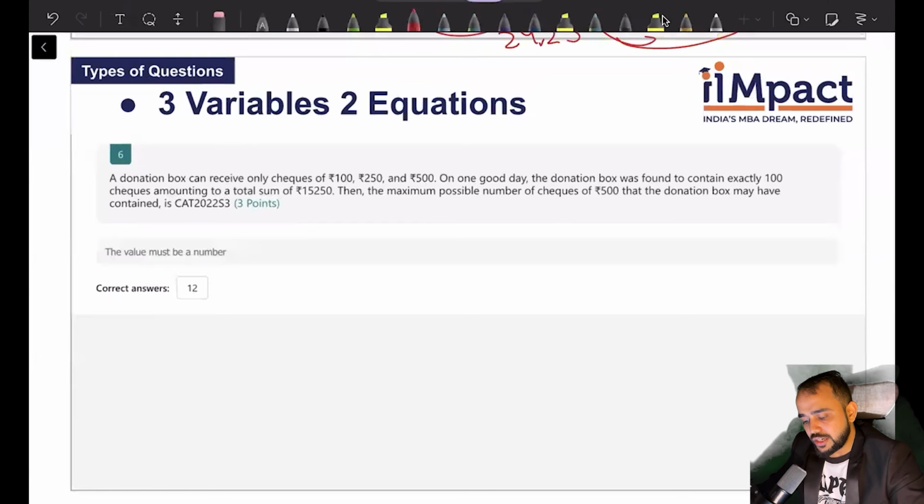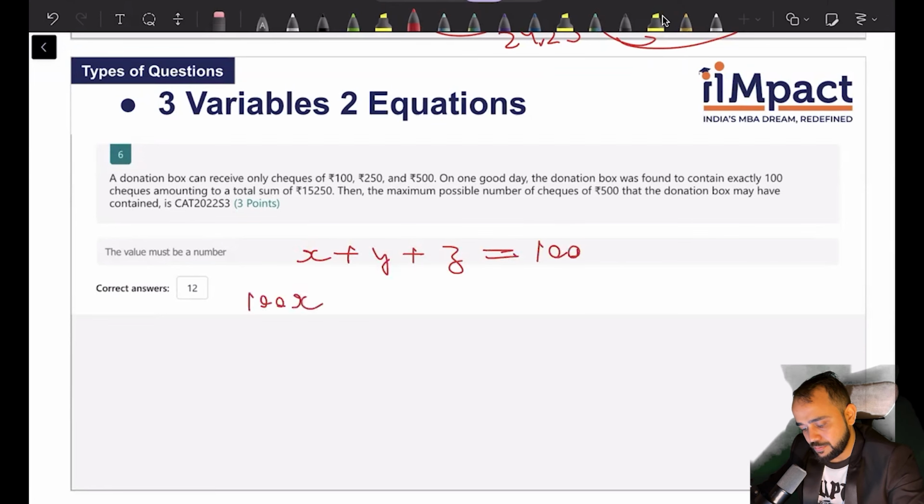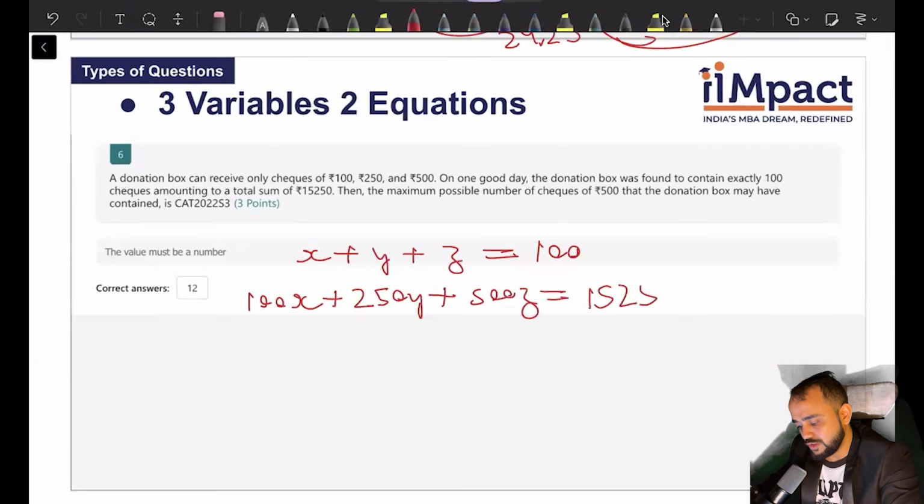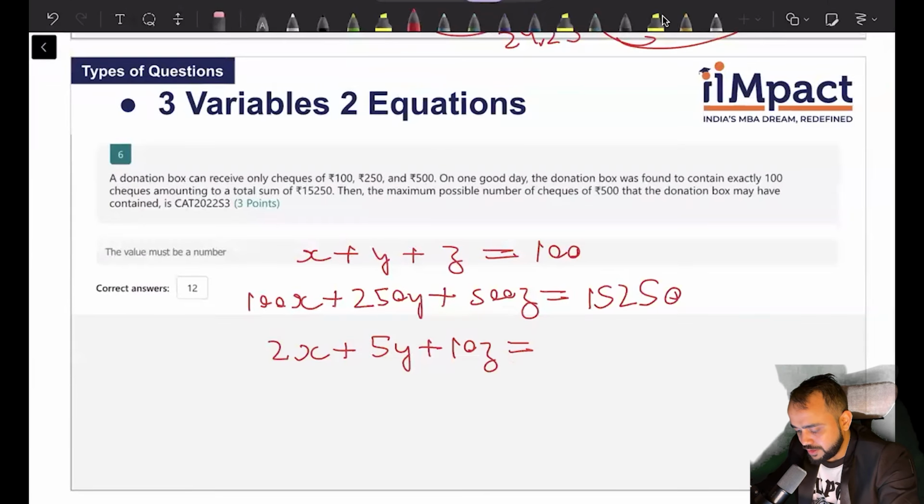A donation box can only receive checks of 100, 250, and 500. On one good day, the donation box was found to contain exactly 100 checks. So, x plus y plus z is equal to 100, and 100x plus 250y plus 500z is equal to 15250. First, let's simplify the second equation. Divide by 50 on both sides. I'll get 2x plus 5y plus 10z is equal to, if I divide the other side by 50, what will I get? That is 305. All right.